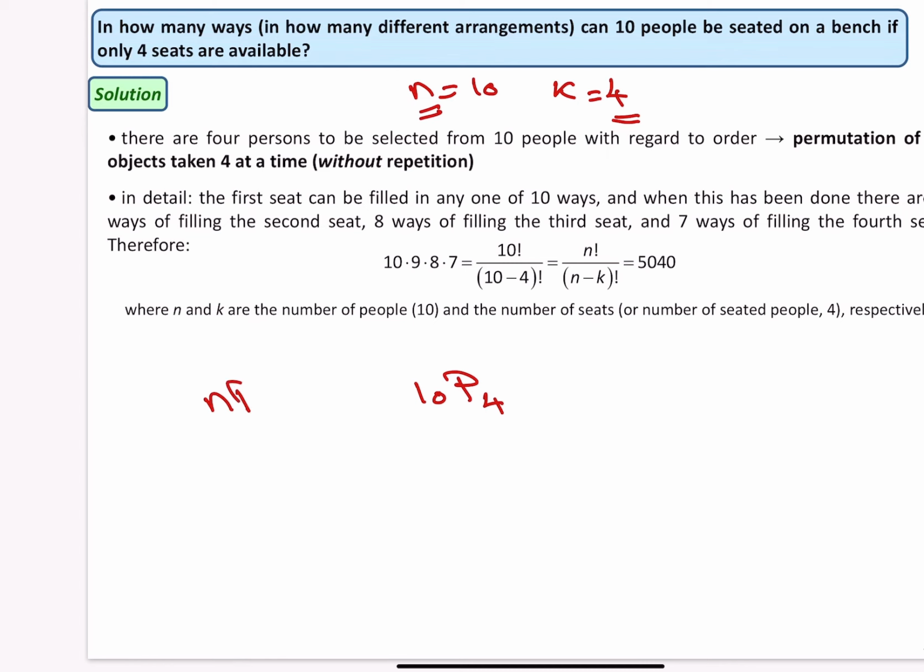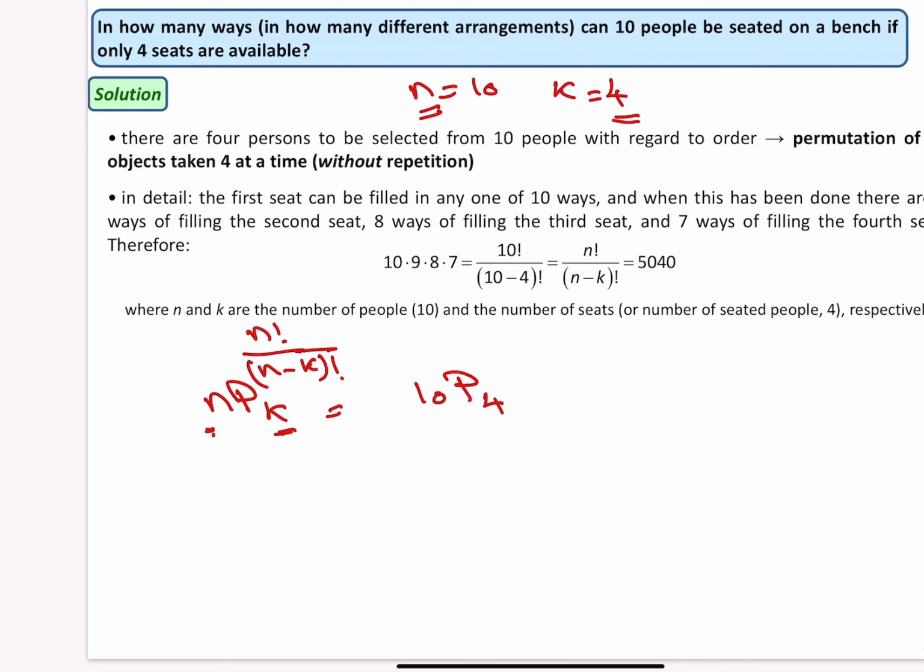Okay, nPk again. If you remember, in the general case, if we have k and we have n, it will be n factorial divided by (n minus k) factorial. There is no k factorial here because this is permutation, not combination. This is the only difference between permutation and combination.